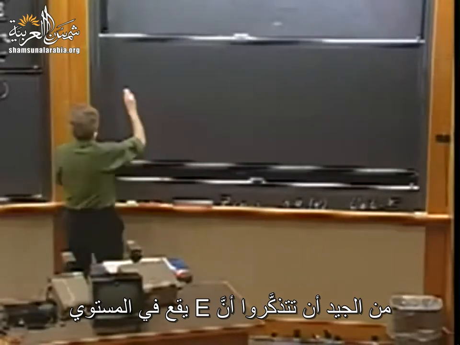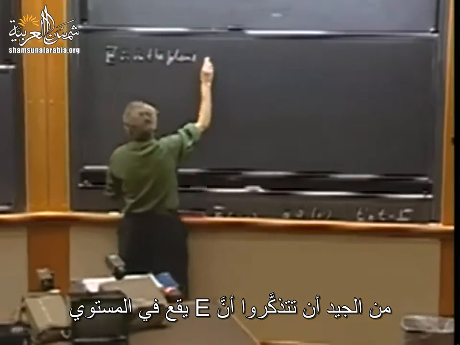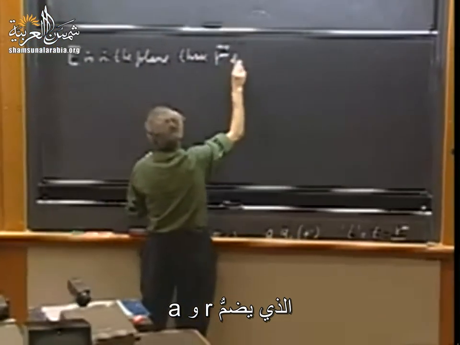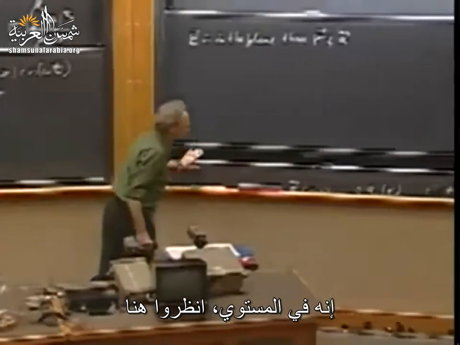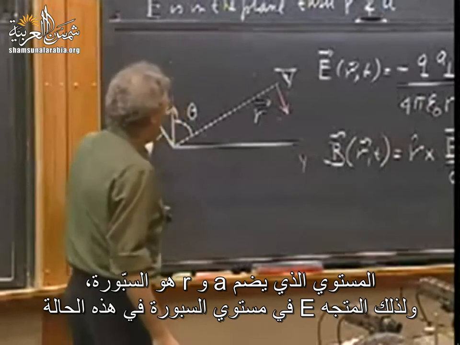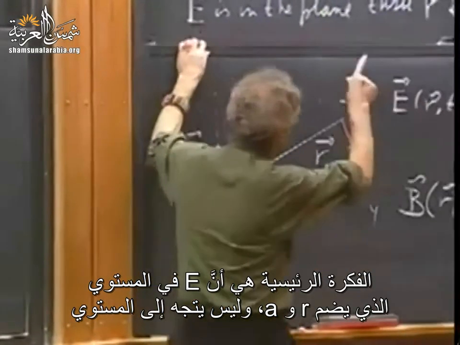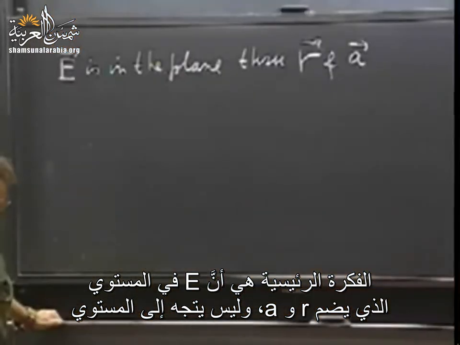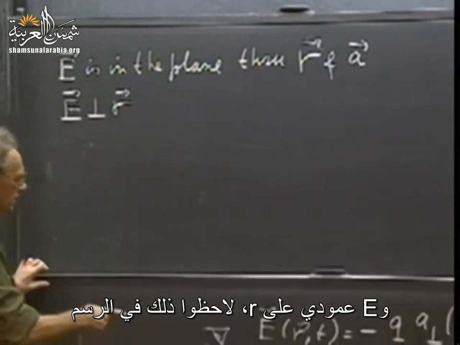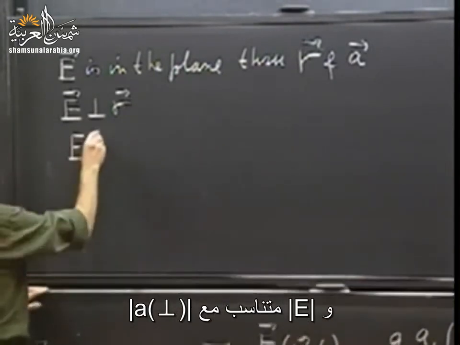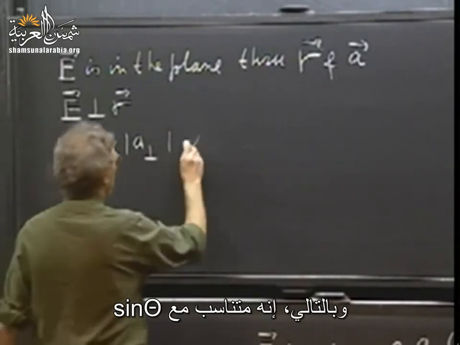So a summary which is very good to remember is that E is in the plane through r and a. In the plane does not mean into the plane. It's in the plane. So look here. The plane through a and r is the blackboard. And therefore the E vector is in the blackboard in this case. So that is key, that E is in the plane through r and a, not into the plane. And E is perpendicular to r. Notice I have that. And E, amplitude, is proportional to the amplitude of E perpendicular. And therefore, it is proportional to the sine of theta.